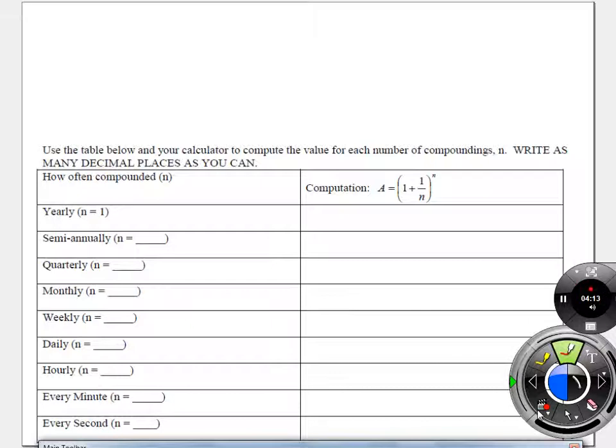How many times are you compounding if we say the word semi-annually? 2. Okay. Quarterly? 4. Monthly? 12. Okay. Weekly? 52. Okay. Daily? 365. Okay, we won't do the whole 365 in the quarter, we're just going to go 365. Hourly. How would we figure out hourly?